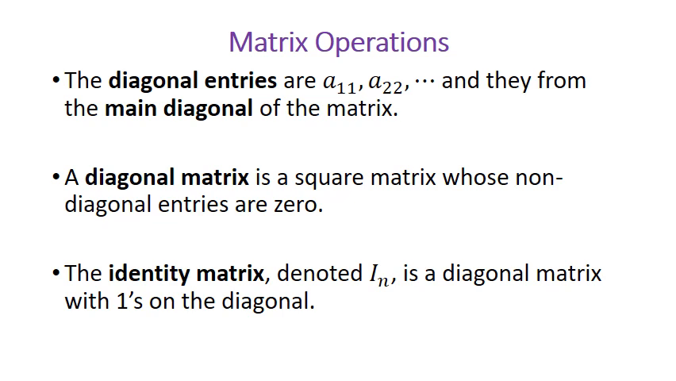Some definitions that you'll see in this section are found here. Diagonal entries are the entries that, of course, go at a diagonal, and they form the main diagonal of the matrix. A diagonal matrix is a square matrix whose non-diagonal entries are zeros. So everything other than this are zeros in a diagonal matrix. An identity matrix has all ones at the diagonal.